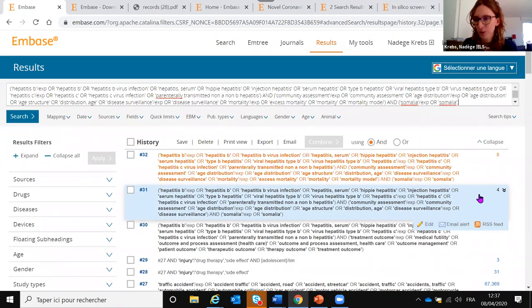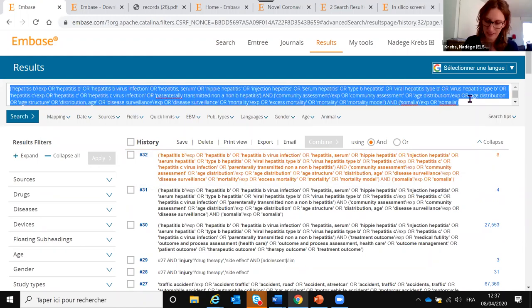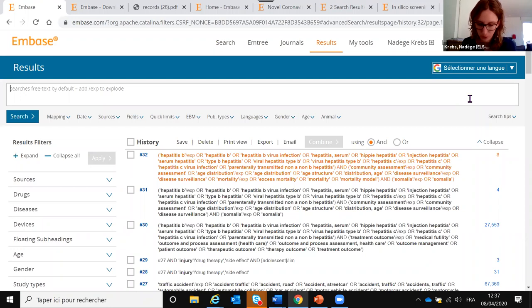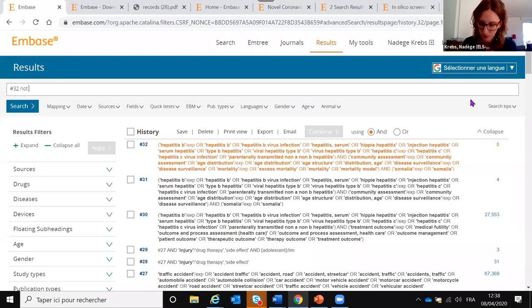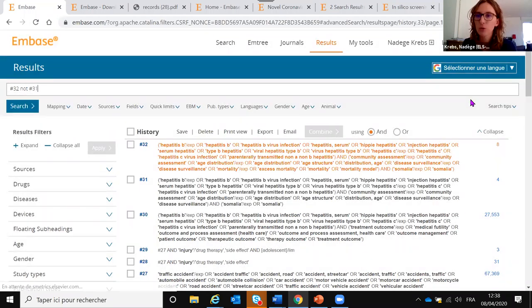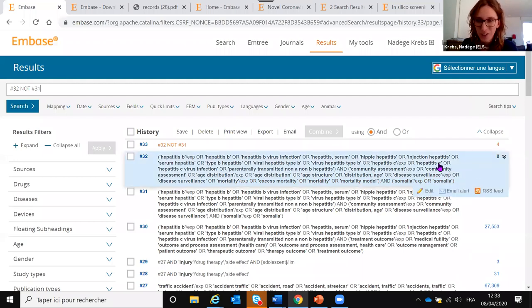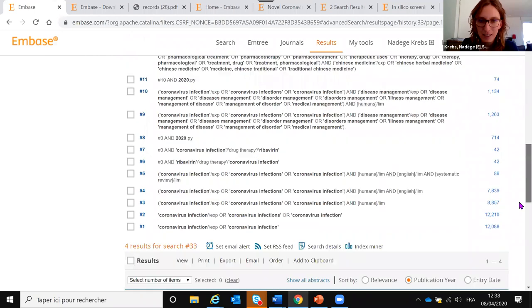Here we already looked at the four results, but we want to know what are the four other ones that popped in here. So here I can go like this and I can say number 32, search number 32, not search number 31. So here I do the subtraction of these minus these. So now we find the four that came up just because we added mortality. So let's look at that.